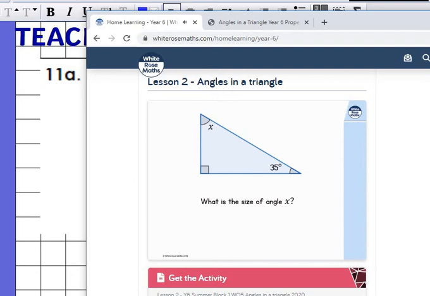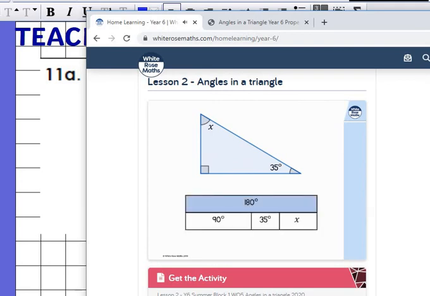Okay, let's have a think now. Well, we know one of the angles is 90, because it's a right angle and it's already labelled for us, and the other is 35, but we don't know the angle X. But we know that all three of them together must sum to 180 degrees. And we know two of the angles. One of them is 90, one of them is 35, one of them is X.